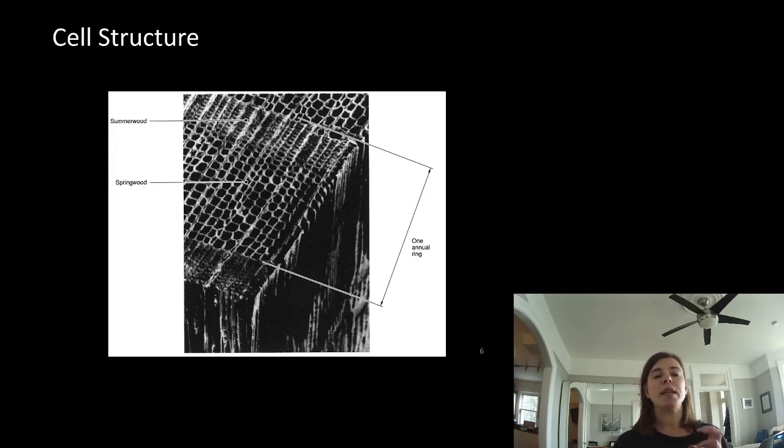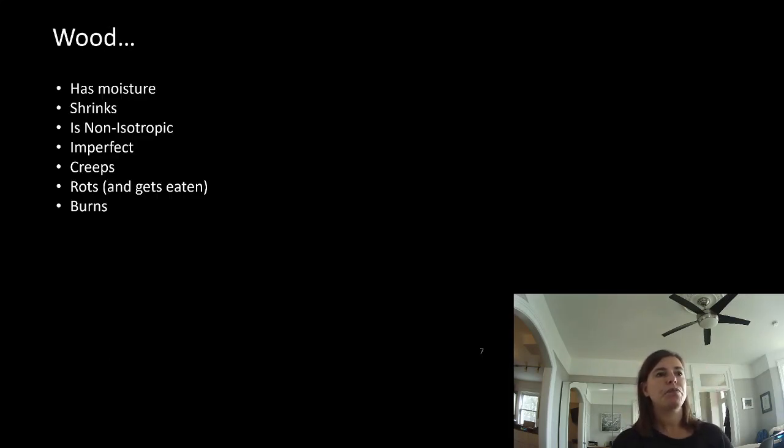Our steel was isotropic. Isotropic means it behaves the same in every direction. It doesn't matter if we're squashing it this way or this way or this way. It behaves the same. Our wood is heavily dependent on what direction we're talking about. So wood has a few other quirky things going on with it. It's got moisture. There's water content in our wood.